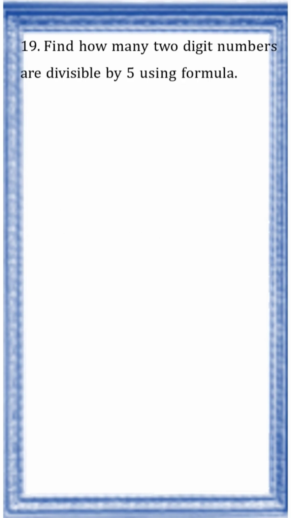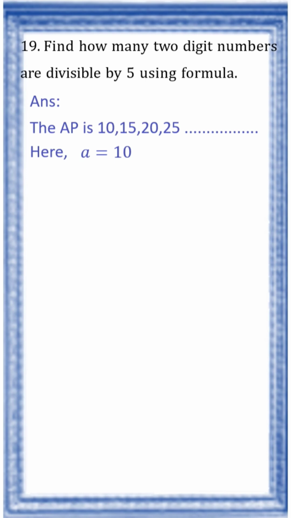Now let us solve the first one. Find how many two-digit numbers are divisible by 5 using formula. Here two-digit numbers are 10, 11, 12, isn't it? But the numbers should be divisible by 5. So first number is 10, 15, 20, 25 and so on. The last number is 95 because 100 is a 3-digit number. Now here a, first term, is 10, d, common difference, 15 minus 10, that is 5.